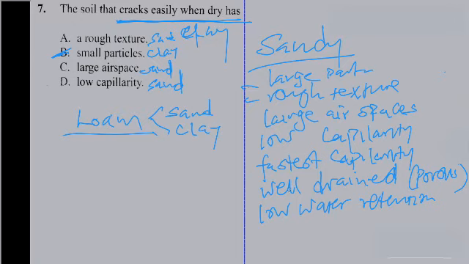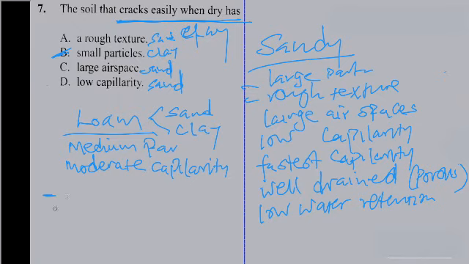So most of these properties, like large particles, for loam we will talk of medium particles. You will also talk of moderate capillarity, medium texture, medium air space, moderate drainage, all that. So it's right between. But there are two things which are specific about loam soil that we should talk about. One, it makes the shortest ribbon. It is the one that makes the shortest ribbon.